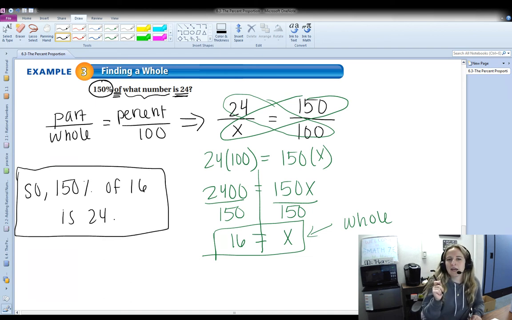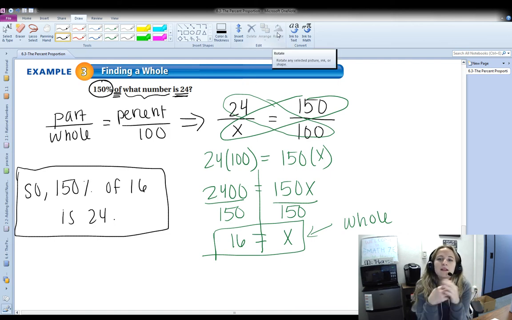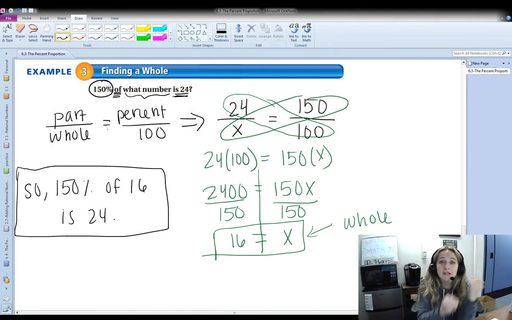Notice here that 150% made it so the part was bigger than the whole. Now, you probably were thinking, oh, the part's always going to be smaller than the whole. But that's not always the case because here the percent is bigger than 100%, which means that the part is going to be bigger than the whole. So that's why we can't just assume always that the part is going to be the smaller number, because it's not always like we see here.